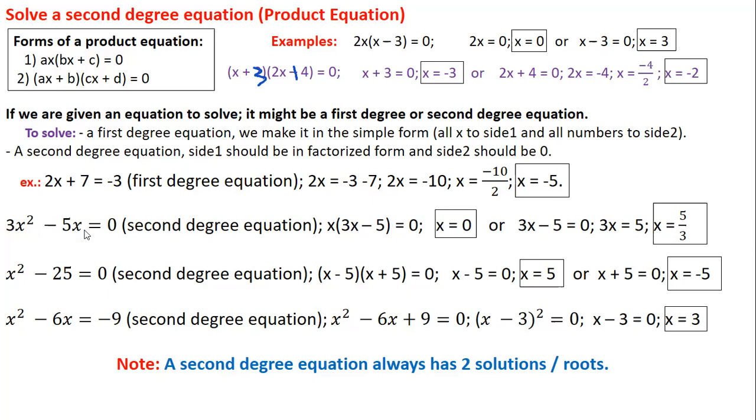3x squared minus 5x is equal to 0. As you can see, the degree of x is 2. Then this is a second degree equation. So I should factorize the first side. There is a common factor, which is x.